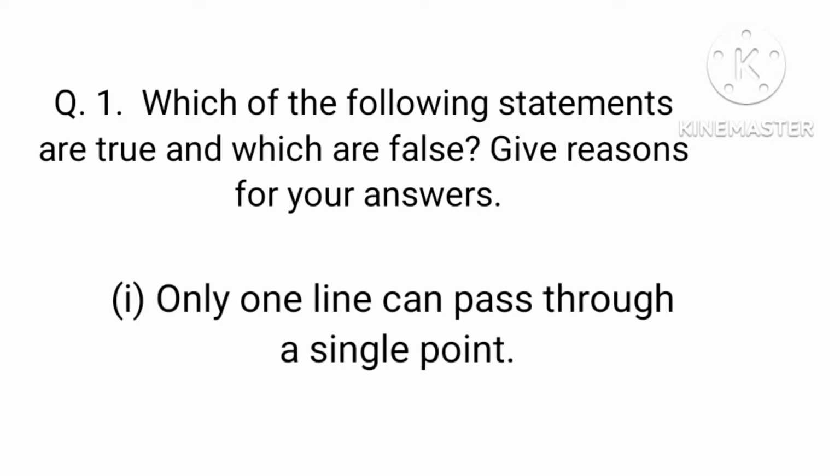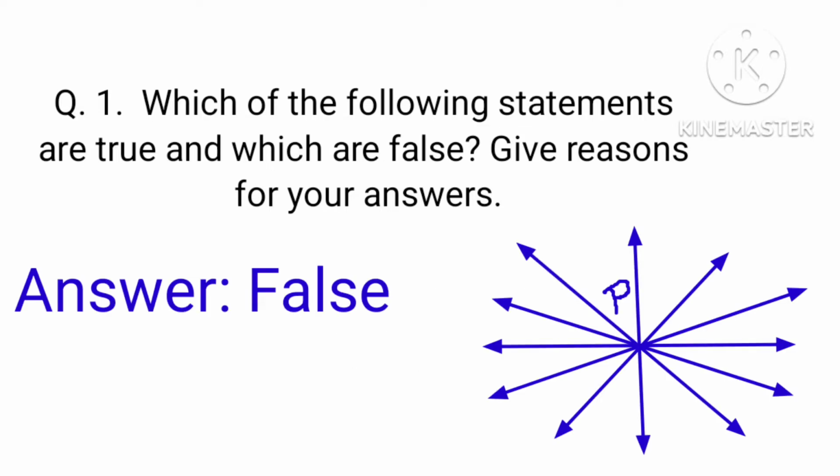First statement. Only one line can pass through a single point. Answer: false. Here is a point P in a picture and you can see many lines can pass through a point in different directions.